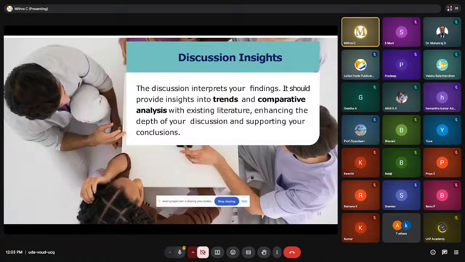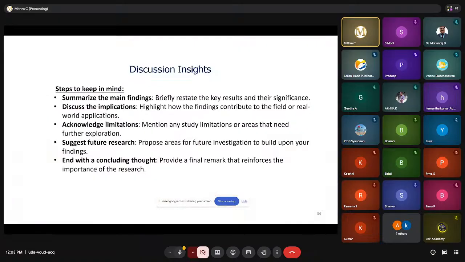And next, when it comes to discussion, what is that discussion? In the results and discussion, you can portray your results and summarize all the things. But in the discussion section, it is mandatory that you compare your proposed work with the existing work. These are the steps that you need to write in the discussion. We need to summarize the main findings, that is, the key results and their significance, what parameters helped you achieve that accuracy, and how to highlight the contribution of the findings to the field or real world applications.